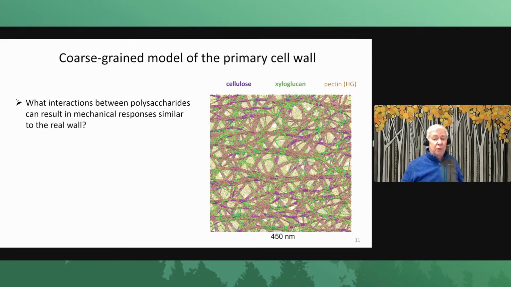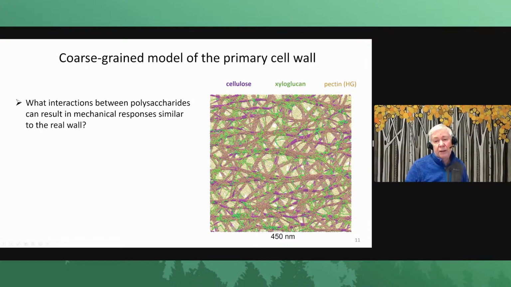Now, these empirical results were interesting and defied a lot of predictions of these conventional models, but were unsatisfactory in that we didn't have a good theoretical way of understanding them. So we started searching for a way of approaching that, and we collaborated with mechanical engineers to develop a coarse grain model of the primary cell wall. I'll spend the rest of the time talking about that model. For this model, we are asking what kinds of interactions between polysaccharides can result in mechanical responses similar to the real cell wall.